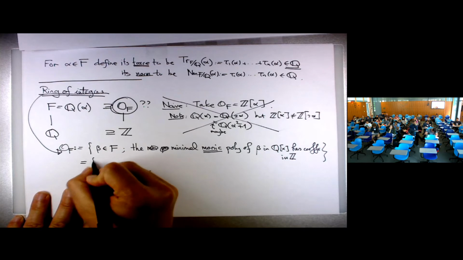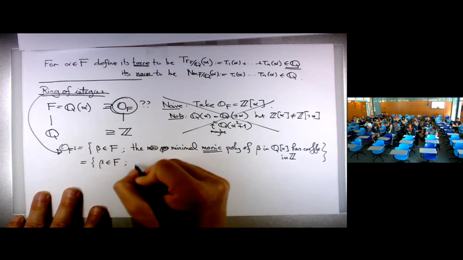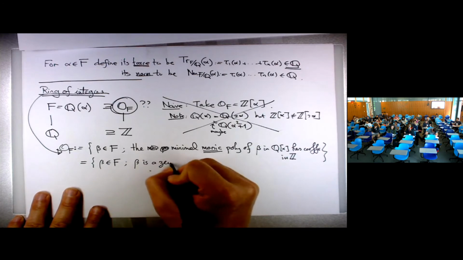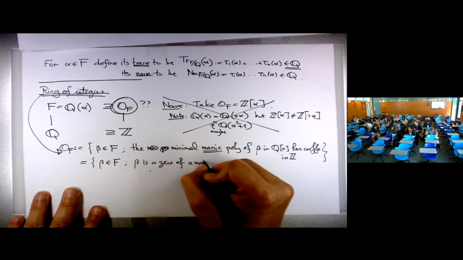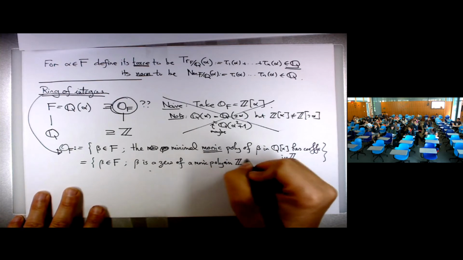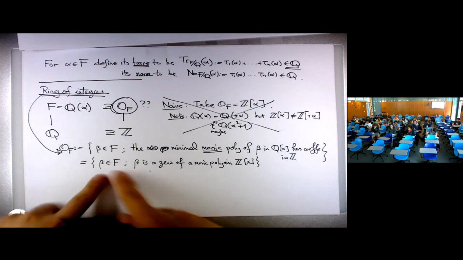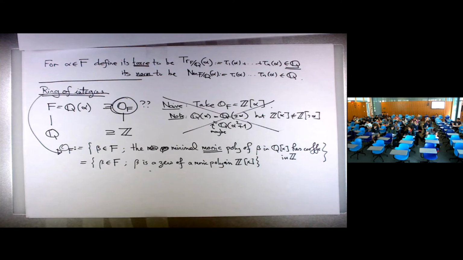It turns out this is the same, not very easy to show, but it turns out that's the same as saying that beta is a zero of a monic polynomial in Z[x]. Namely, this polynomial does not have to be irreducible. You prove this by factoring the polynomial in Z[x], and you show that the factor that beta is a zero of actually also has coefficients in Z. That boils down to Z[x] being a unique factorization domain.